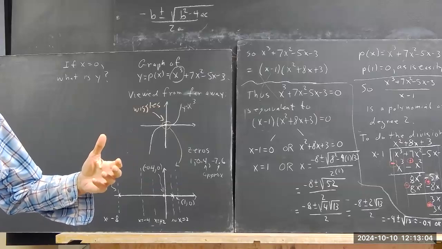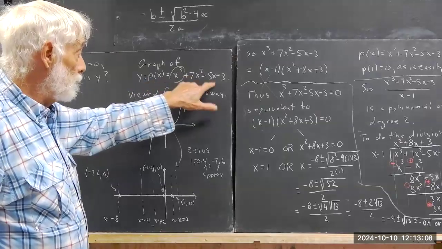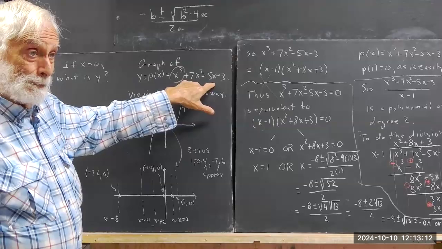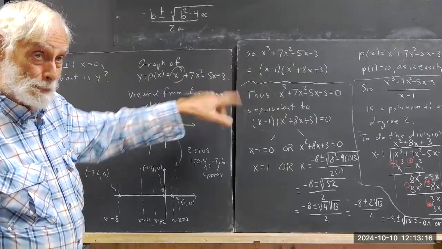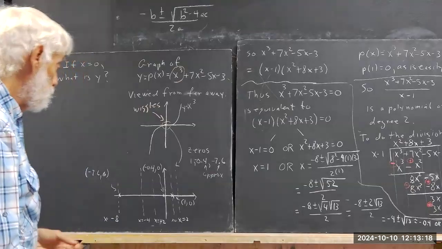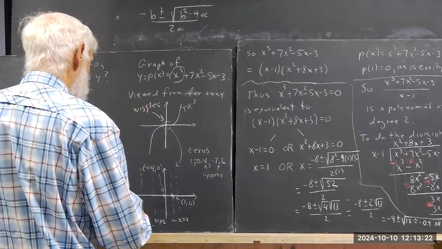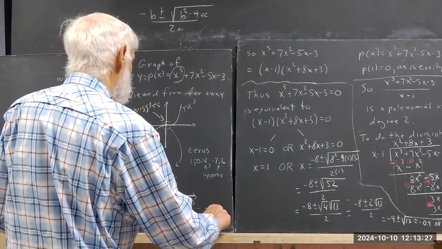X is 0. Well, look, if x is 0, this is 0, this is 0, and this is 0, right? They've all got x's in them as factors. That leaves us negative 3. Make sense? That means our y-intercept is at negative 3. So I'm going to draw a line here. Label it y equals negative 3.